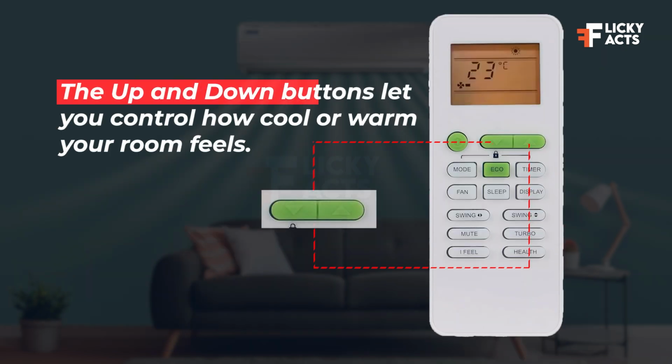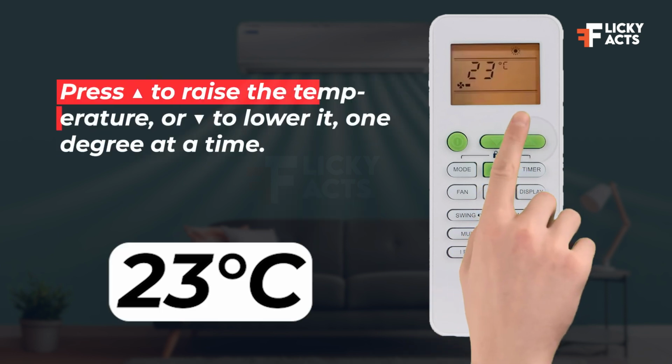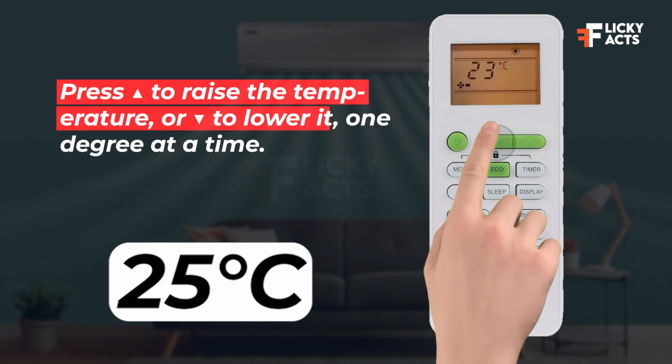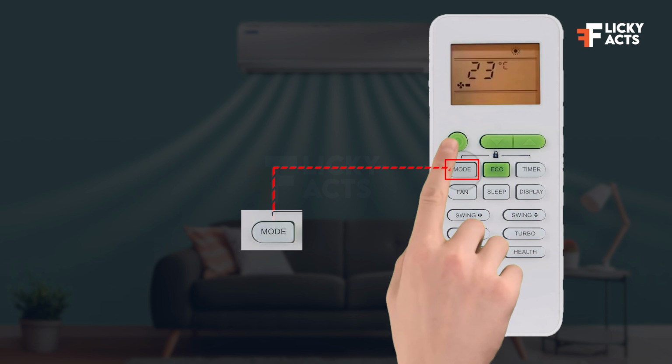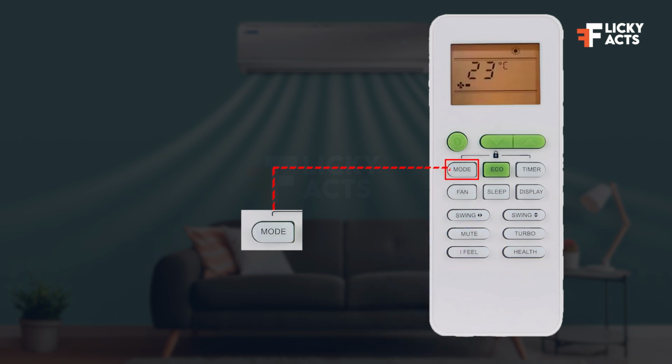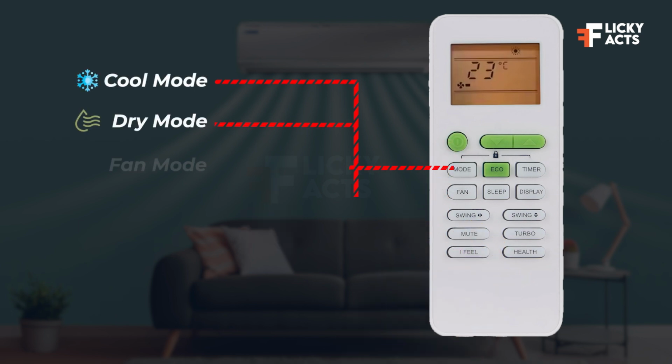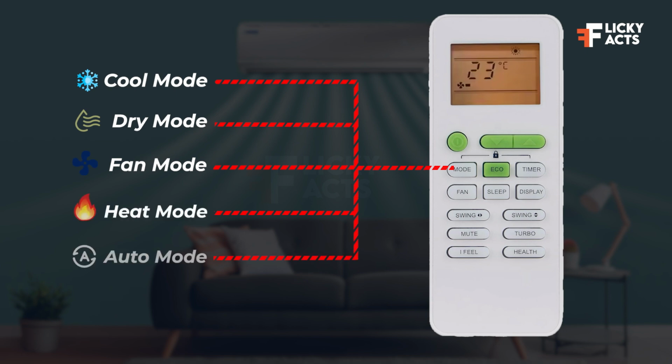The up and down buttons let you control how cool or warm your room feels. Press up arrow to raise the temperature, or down arrow to lower it, 1 degree at a time. Press the mode button to cycle through different modes depending on your need. Cool mode, dry mode, fan mode, heat mode, auto mode.